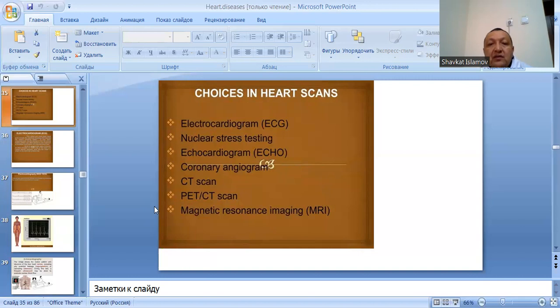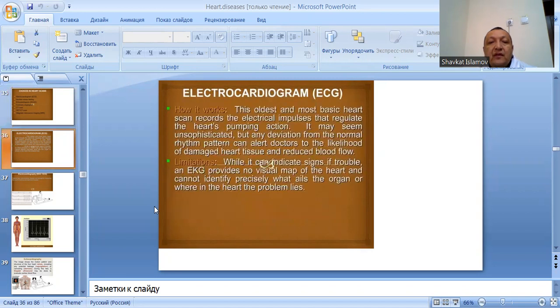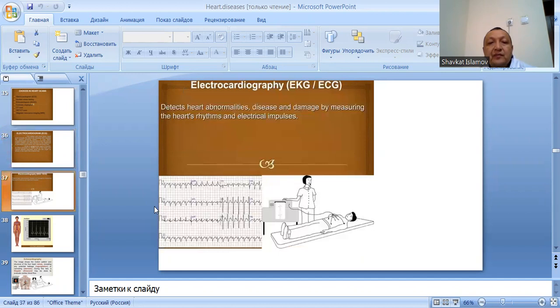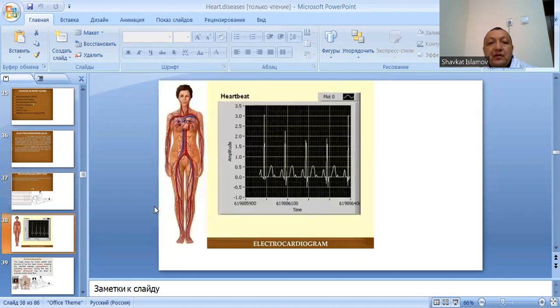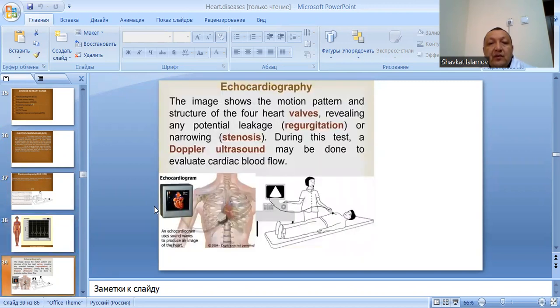Tests include heart scans, electrocardiogram, nuclear stress testing, echocardiogram, coronary angiogram, CT scan, computed tomography scan, magnetic resonance imaging. Electrocardiogram, you see the picture. Echocardiogram, you see the picture.